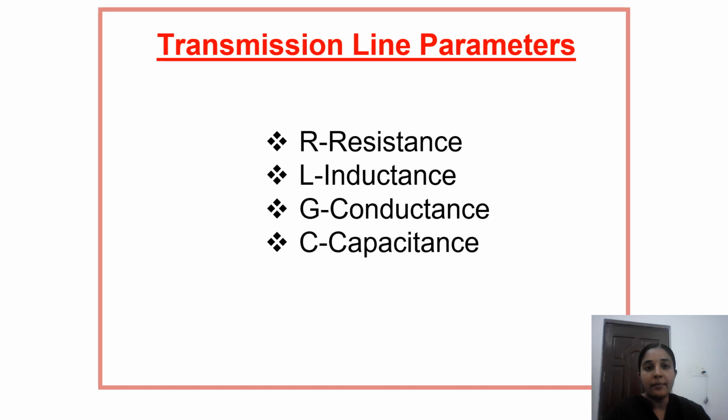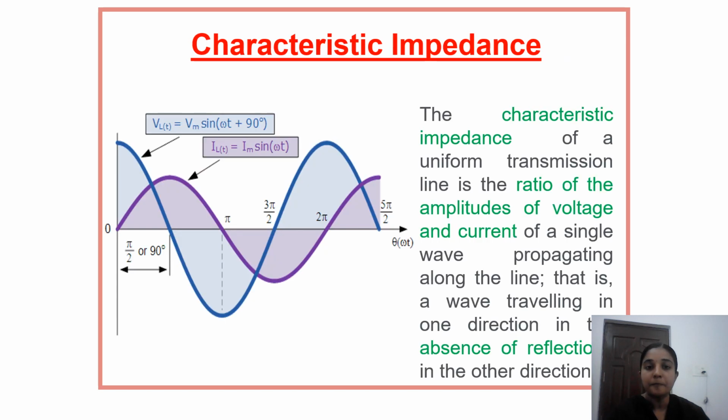Next, coming on to the parameters, each and every point in the transmission line consists of these four parameters, which is R resistance, L inductance, G conductance, and C capacitance.